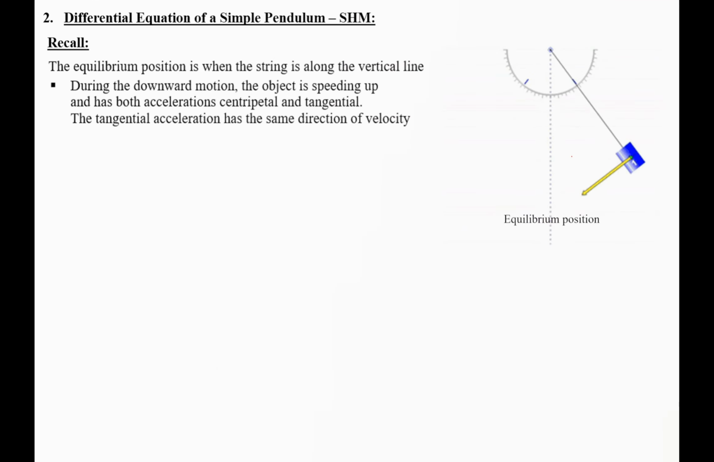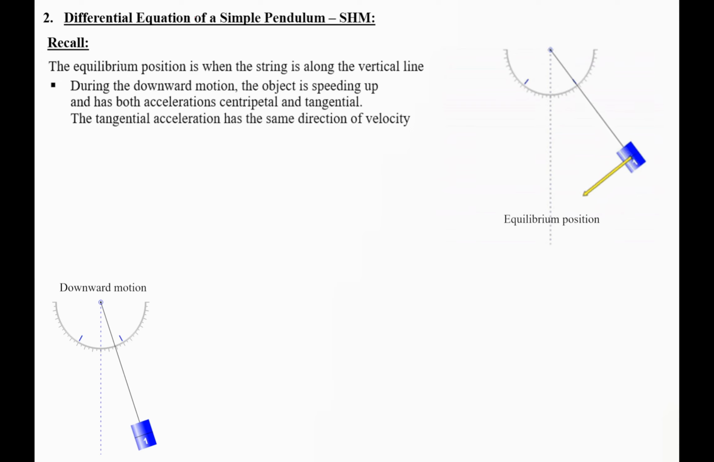Now during the downward motion, the object is speeding up and has both accelerations, centripetal and tangential. The tangential acceleration has the same direction as the velocity because we're speeding up. Now because the bob of the pendulum occupies a circular motion, we expect that at most times we would have centripetal acceleration and tangential acceleration whether we're speeding up or slowing down.